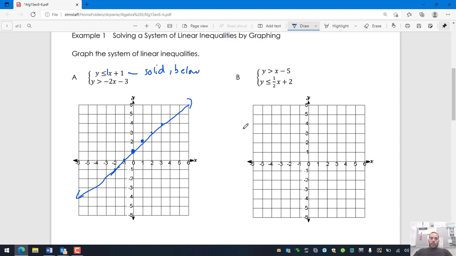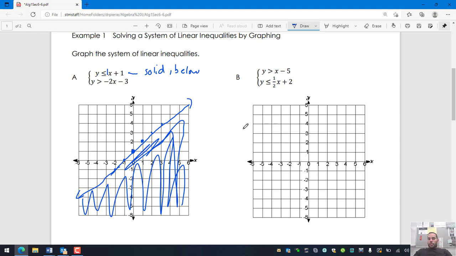Okay, so I have a solid line because my inequality is less than or equal to, and I'm going to shade below this line. So I'm going to color it in right around here. Okay, any part that is underneath that blue line.